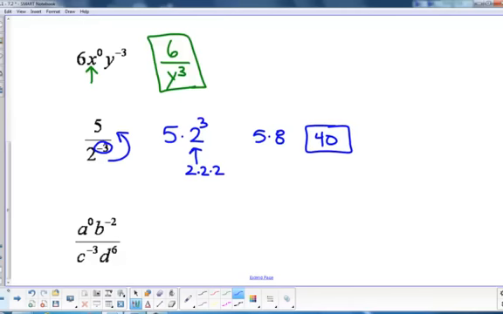All right, we're going to get rid of the a to the 0 because anything to the 0 power is 1. We're going to move this up and make it positive. And we're going to move this down and make it positive. So we have a c cubed on top. Then on the bottom we have a b squared and a d to the 6.